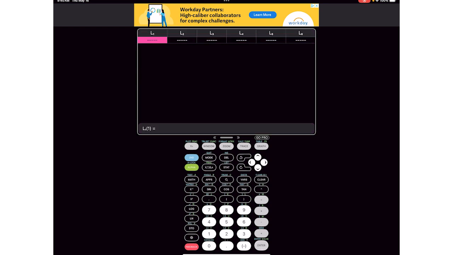And remember, if you have anything in your list, you can clear them by just scrolling up to L1 and clicking on clear and then hitting the down arrow, and you should see those numbers disappear. And that goes the same for any of the L's, the lists. All right, so I'm just going to type in my data values.